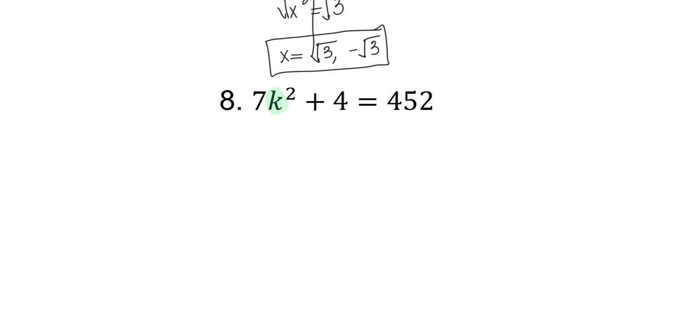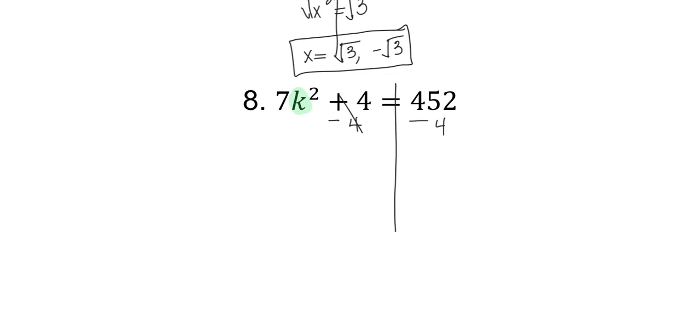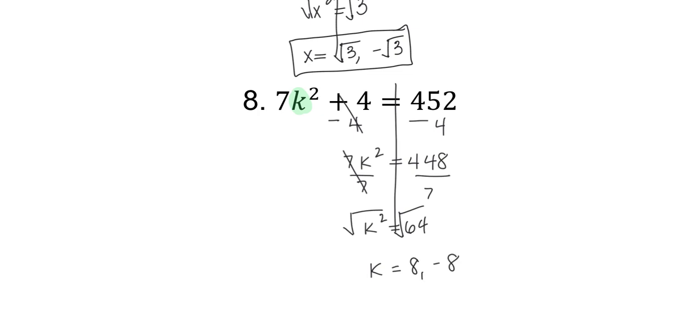For number 8, k is being squared. So we can first get rid of 4 by subtracting 4 from both sides. So I have 7k squared equals 448. And then we can divide by 7. K squared equals 64. And then we can square root both sides. And the square root of 64 is 8. So k equals 8 and negative 8. And those are my two answers.